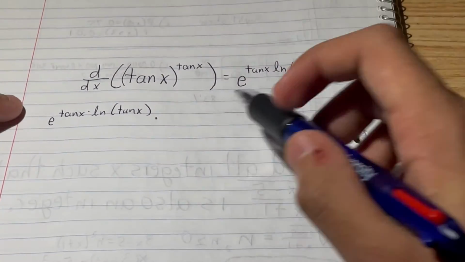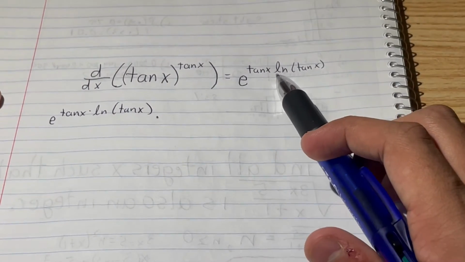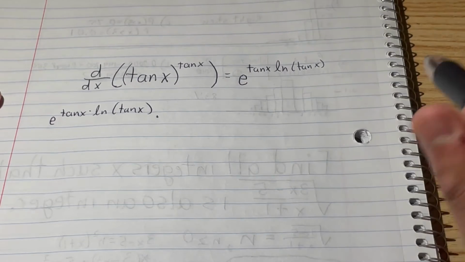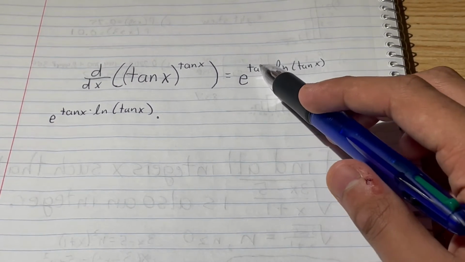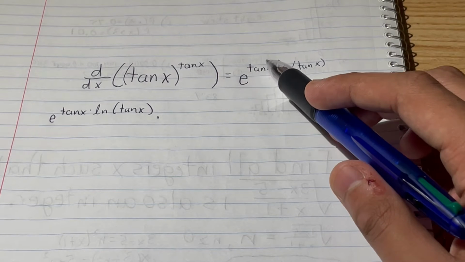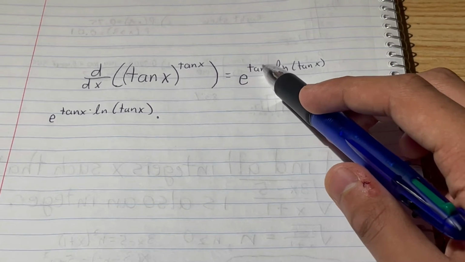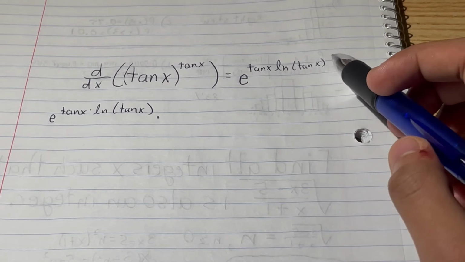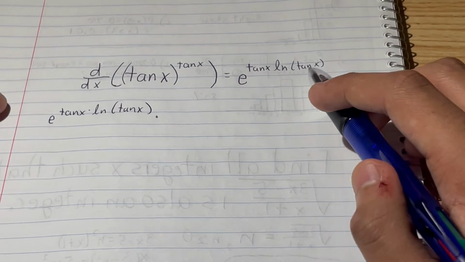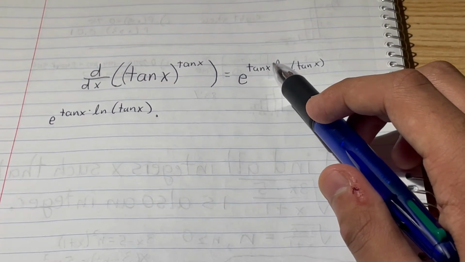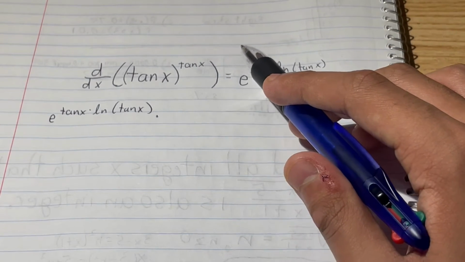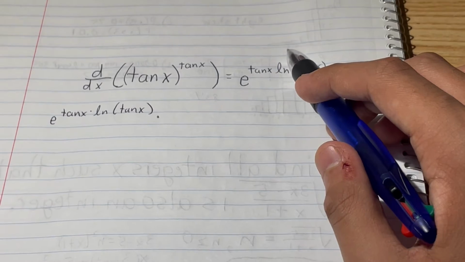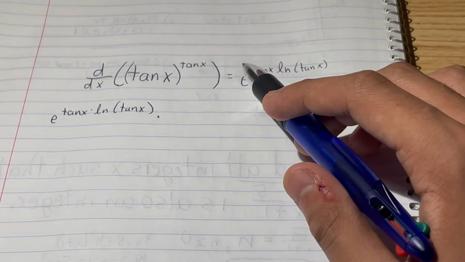times, and now we have to take the derivative of tangent of x times ln of tangent of x. And now in this case, we just have to use the product rule because two things are getting multiplied by each other, tangent of x and then ln of tangent of x. So we just have to use the product rule. So let's start with tangent of x. Because remember, the product rule is just derivative of the first function times the second function plus the derivative of the second function times the first function.